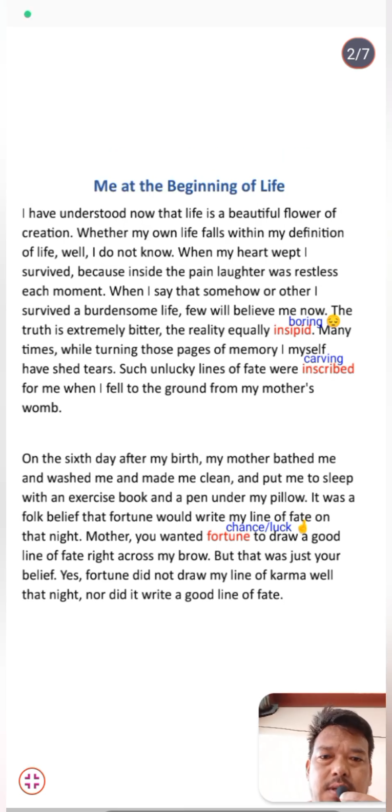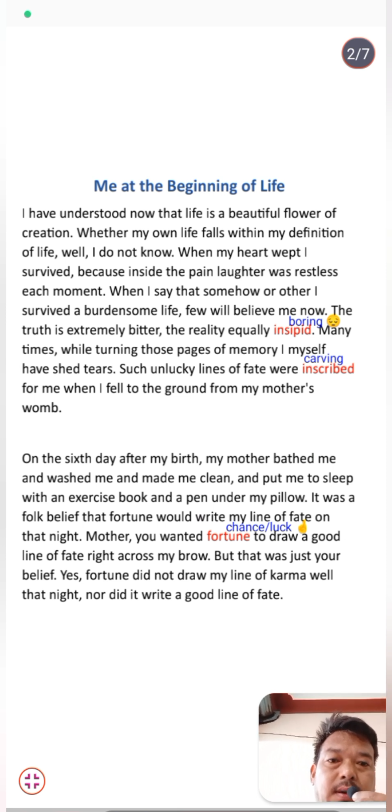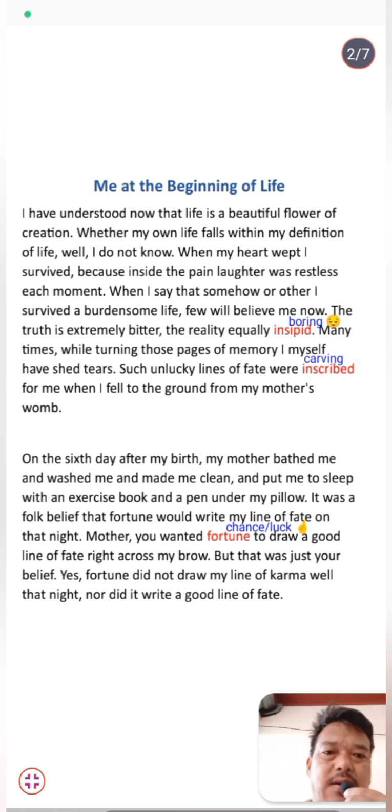The truth is extremely bitter, the reality equally uninspiring. And here, students, in this line, you know that truth is always bitter, and truth always seems very bitter, whereas reality is boring and uninteresting. Many times, while turning those pages of memory, I myself have shed tears. Whenever I turn the pages of memories of my life, I was the only one who could help myself, and I was the only one who could wipe the tears from my eyes.